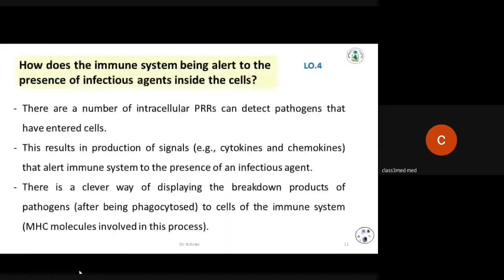How does the immune system act? As we said, the infectious agent is now inside the cell. How does the immune system act in the presence of this pathogen? If your immune system knows there is a pathogen inside the cell, this is a very important point.